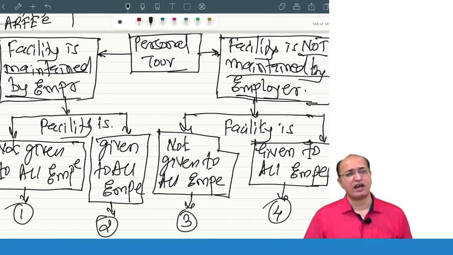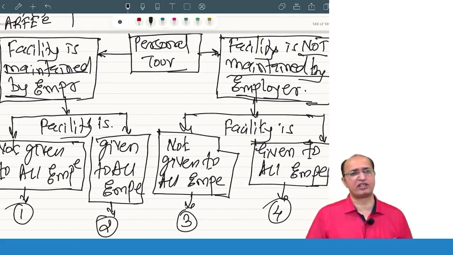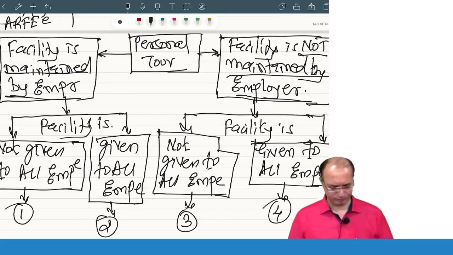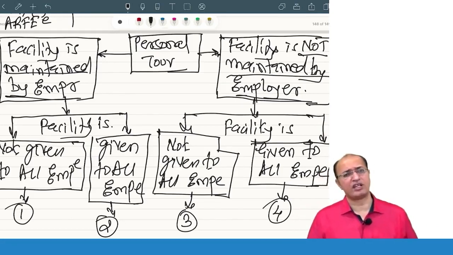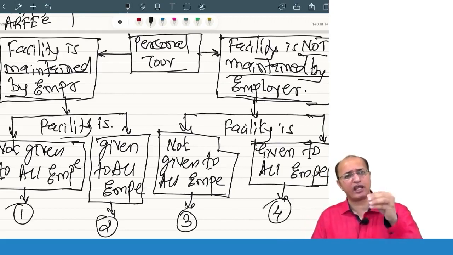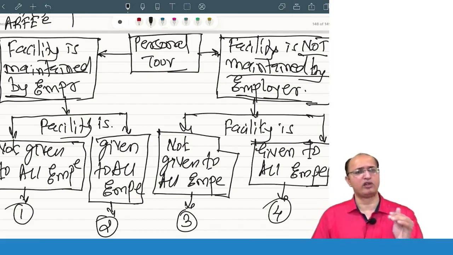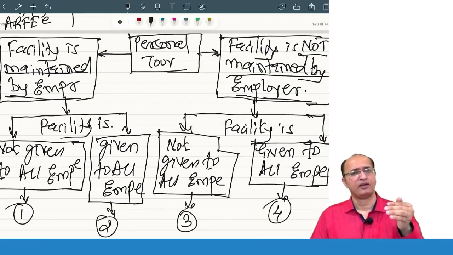Second case, RBI has provided facility equally to every employee. Then in that case, we say facility is maintained by employer and such facility is available to all employees. Third possibility, facility is not maintained by employer. So when I go on a personal tour, I would definitely stay in a hotel. And such kind of personal tour benefit is not given to all employees. Only those employees who are working at a higher position are given such advantage.